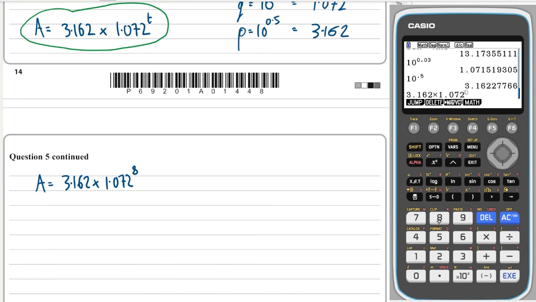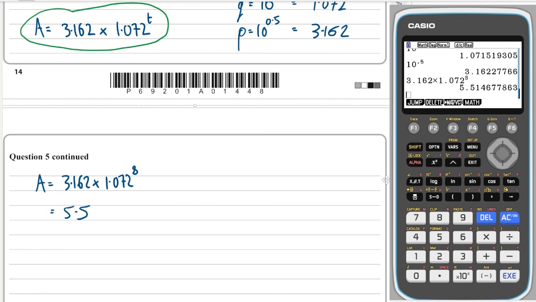To the power of 8. And we get 5.5. And that's in kilograms. You have to write the units, otherwise you will not get the marks, unfortunately.